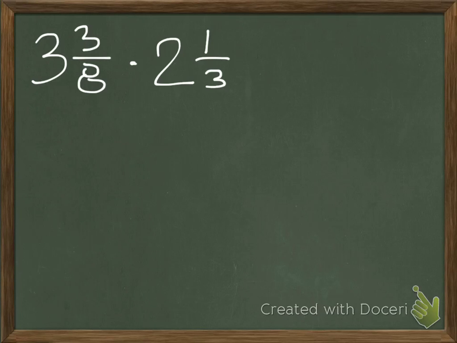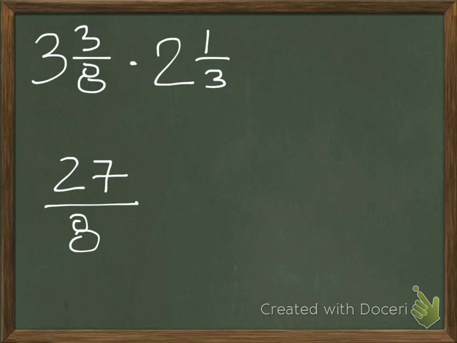Make them into improper fractions first, and you do that by multiplying the whole number by the denominator and then adding the numerator. So I did that with the first one. I got 27/8. And here I have 2 times 3 is 6 plus 1, and that's going to be 7/3. And then I'm going to look to see if I can simplify, which I can. I can divide by 3 here.